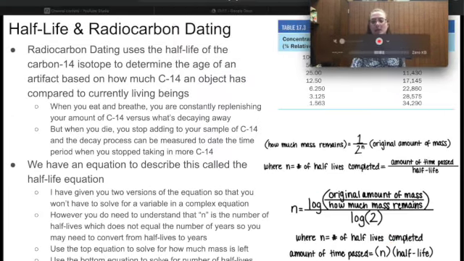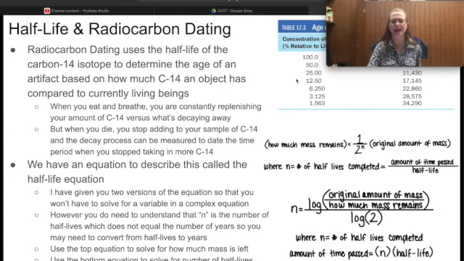So what does this mean for us, and why do we care about half-lives? Well, we use it when we talk about radiocarbon dating. Radiocarbon dating uses the half-life of carbon-14, a radioactive isotope of carbon, to determine the age of an artifact based upon how much carbon-14 an object has compared to currently living beings.